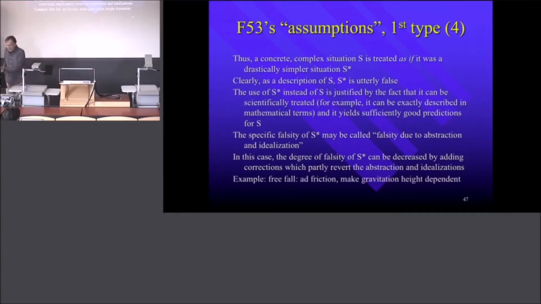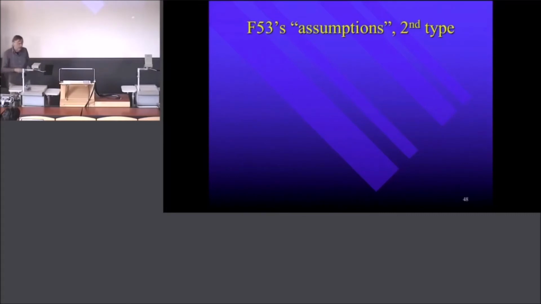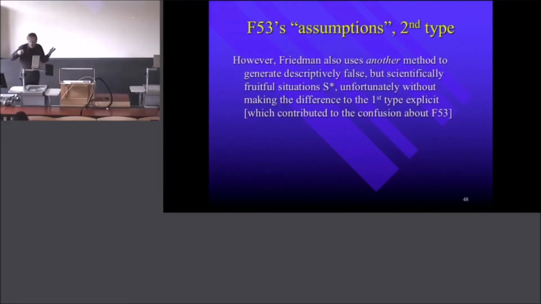Okay, this is what I said, and then in the next session I come to the second type. The second type is different from the first type. The second type is now very unfortunate in the sense that Friedman uses this other method to generate descriptively false but scientifically fruitful situations S star, unfortunately without making the difference to the first type explicit.